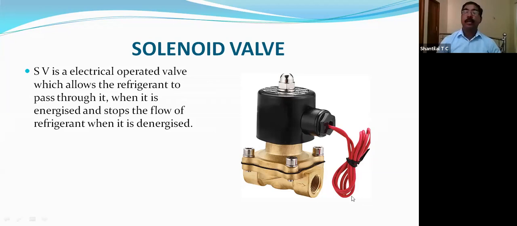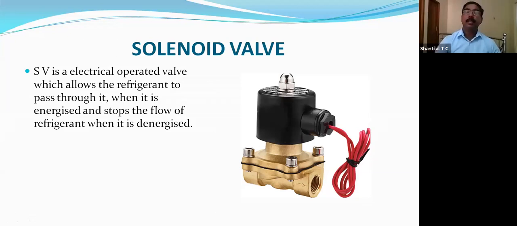Here an arrow will be there. This arrow shows the outlet and the opposite side has the inlet. So a solenoid valve is an electrically operated valve which allows the refrigerant to pass through it when it is energized and stops the flow of refrigerant when it is de-energized.